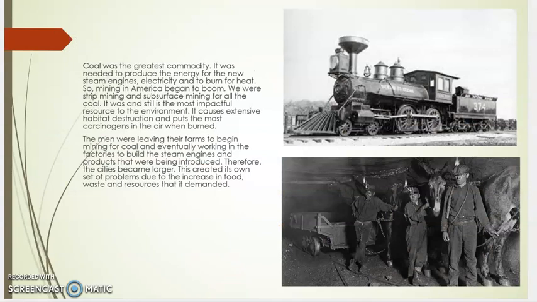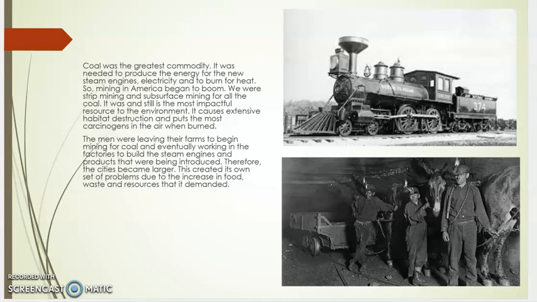Coal was the greatest commodity. It was needed to produce the energy for the new steam engines, electricity to burn, and burn for heat. So mining in America began to boom. We were strip mining and subsurface mining for all of the coal. It was and still is the most impactful resource to the environment. It causes extensive habitat destruction and puts the most carcinogens in the air when burned.